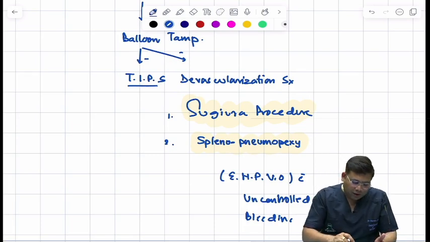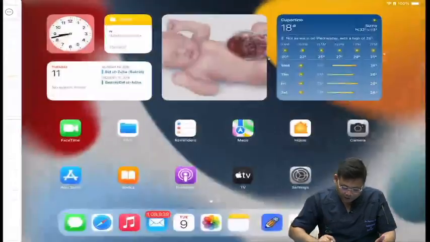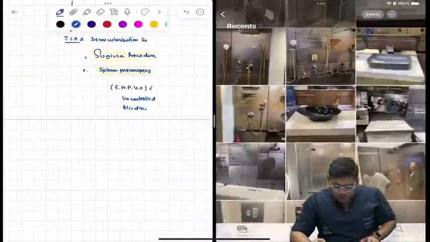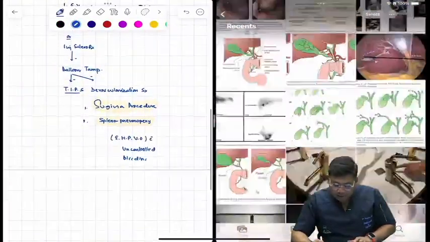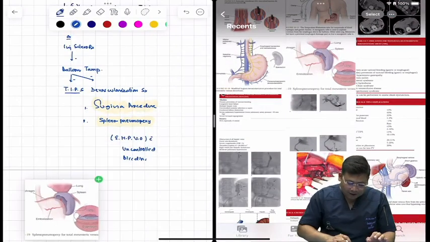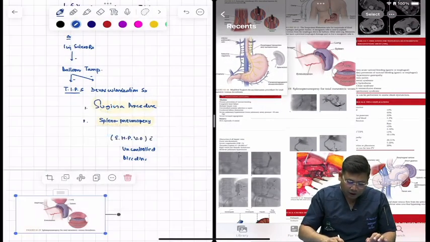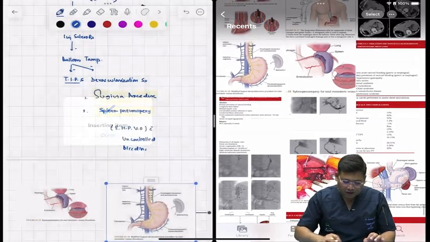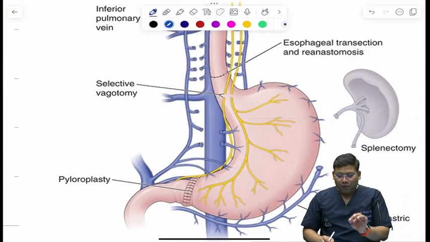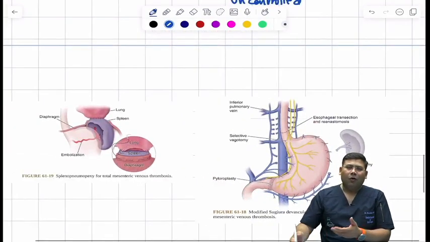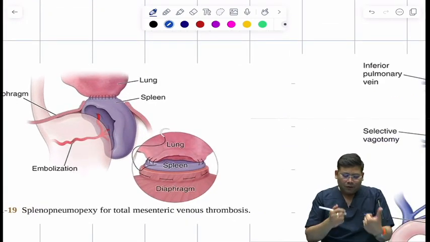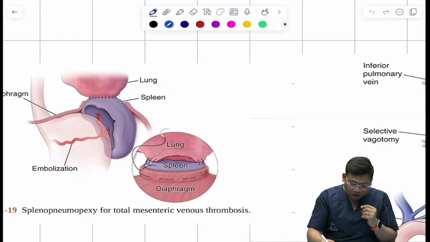So I will share one image here so that you have a better idea of this classical surgery, because it's a very complicated procedure. Not a lot of you will understand simply by looking at this. So I will share the image of both of these surgeries. You should understand what this is. This is a devascularization surgery where you also go for splenectomy. And here, what will you do? You will fuse the lung with the spleen, and this is what is known as splenopneumopexy.